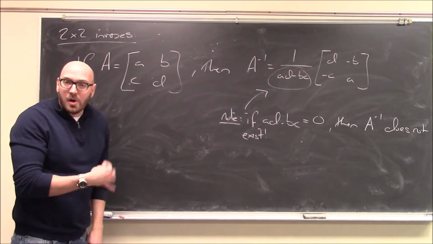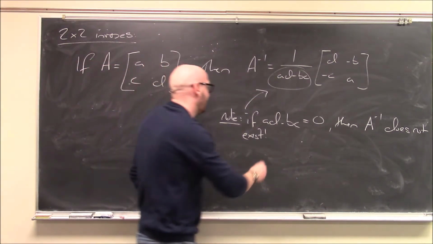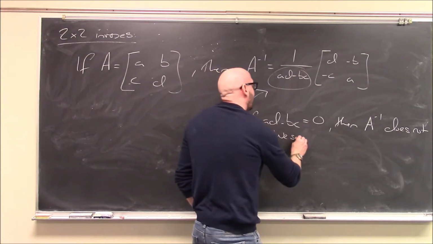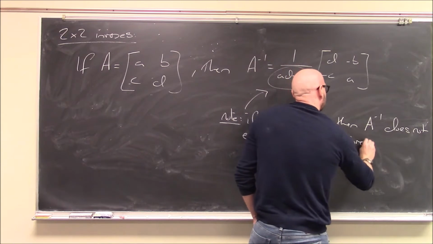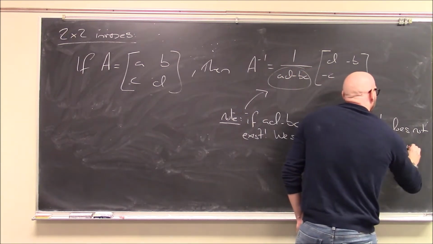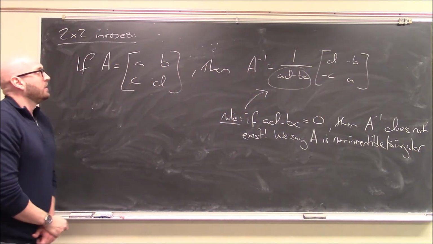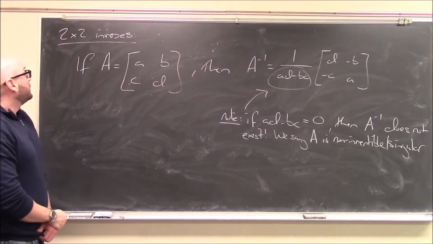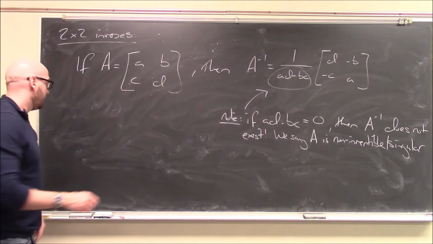I tend to just call them non-invertible matrices, but the formal name would be singular matrices. So we say A is non-invertible, or the very fancy word, singular. So that can happen, but otherwise, for 2 by 2 matrices, finding the inverse is just using this simple formula.